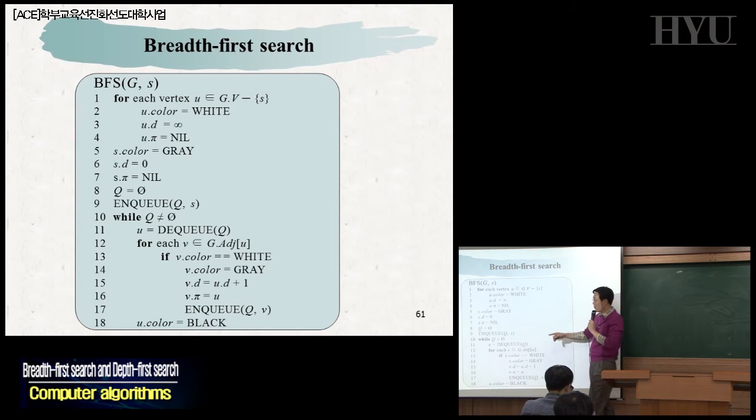Yes, the source vertex is visited and then its distance is 0 and no predecessor because it is the start vertex, source vertex. And then 2 more lines.